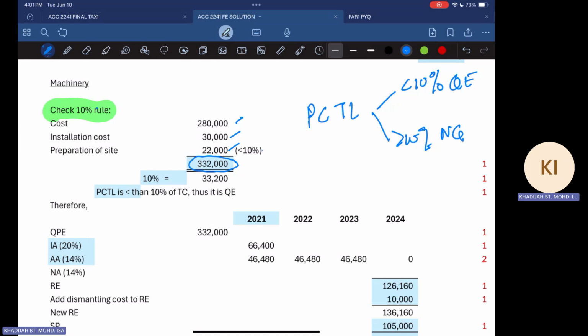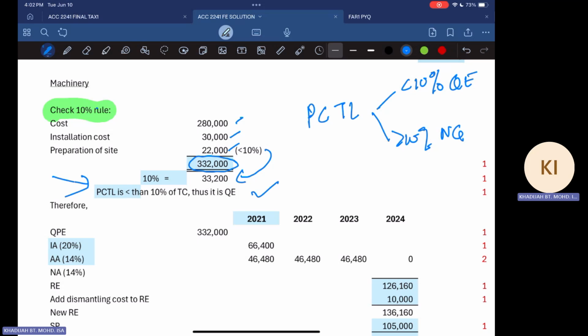But the PCTL here is less than 10% of the total cost. So when it's less than 10%, then it's a qualifying expenditure. So you need to provide the computation here. You need to provide me also the reasoning or the treatment of that PCTL. All right. So from here, you know that the PCTL is qualifying. So total cost 332 is qualifying.